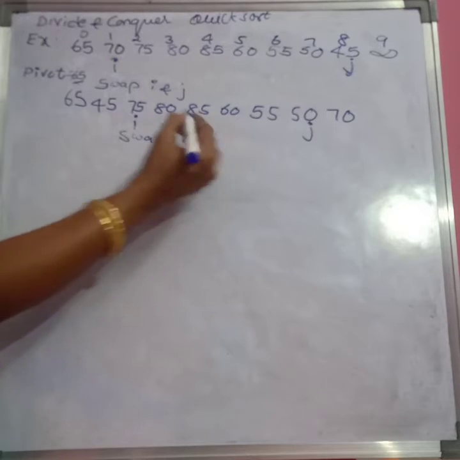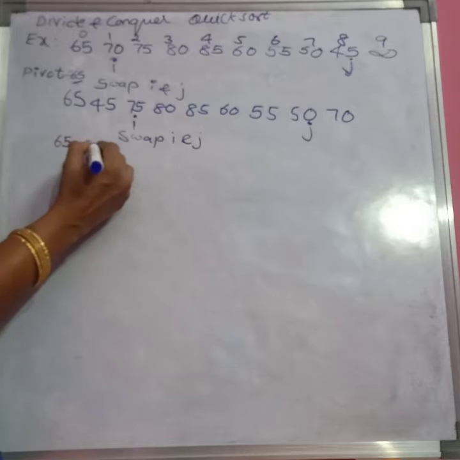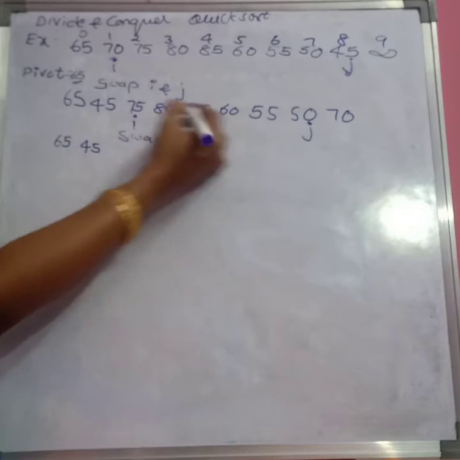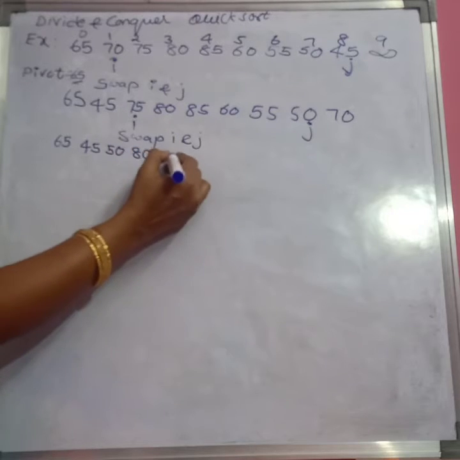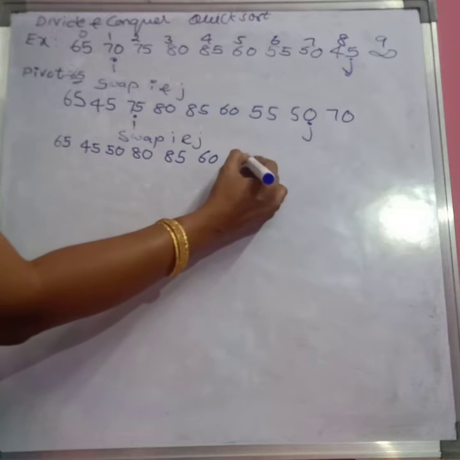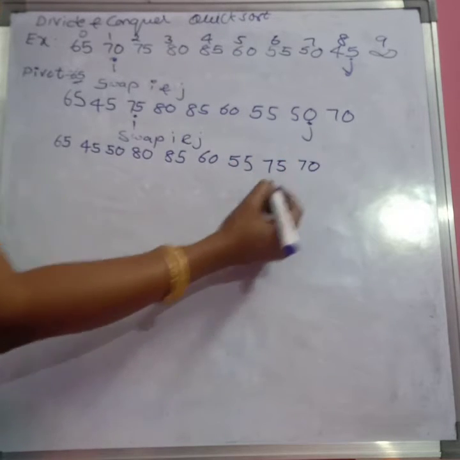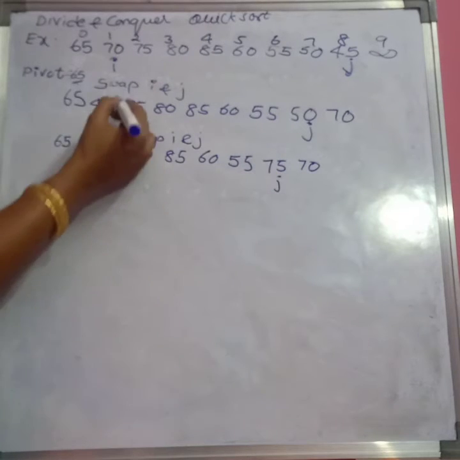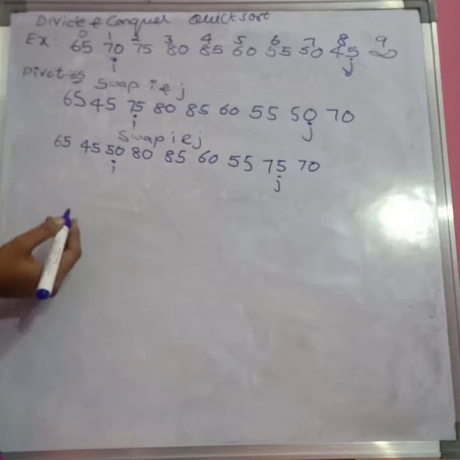Swap i and j. So what are the array element positions here? 65 stays here, 45 here by swapping these two, 50, 80, 85, 60, 55. Here it is 75 and 70. My j position is here, i position is here. Once again, start the same procedure.